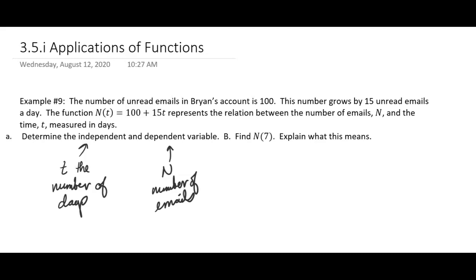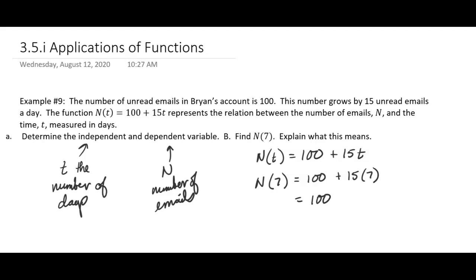Now it says in part B, find n of 7 and explain what that means. So when we want to find n of 7, what we're going to do is we're going to take that function they gave us, and a lot of times they'll give us the functions. In the real world, sometimes we have to create them, we have to figure out what they are. Anyway, we're going to find n of 7, so that's going to be 100 plus 15 times 7. Now, following the order of operations, that's going to be 100 plus 105. Do my multiplication real quick. Yeah, that looks right. And then that's going to give me 205.